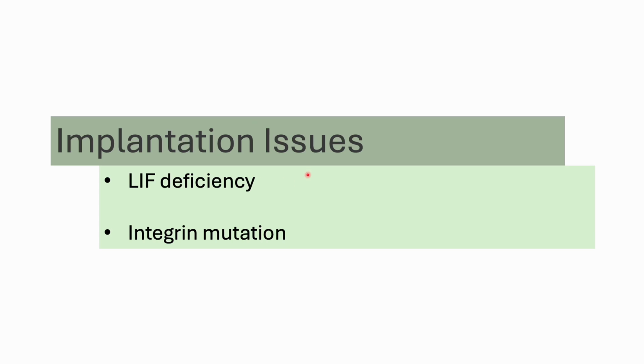In discussing issues that might occur with implantation, thus causing some infertility issues, LIF deficiency and integrin mutation are among some of the more common issues that might be seen here. LIF, if you remember, is one of the chemokines that is attracting the developing zygote to the endometrium. If there's a deficiency in this, you might see less likelihood of actual attachment in implantation.